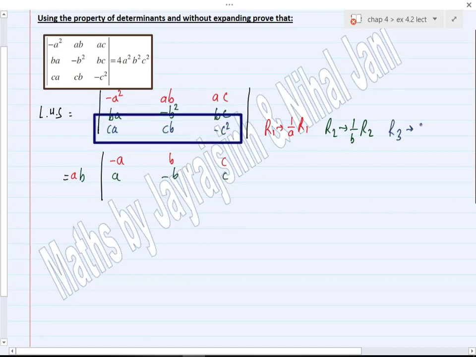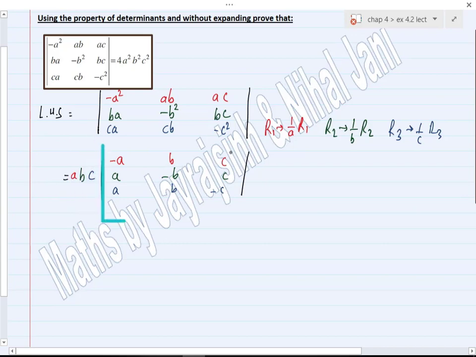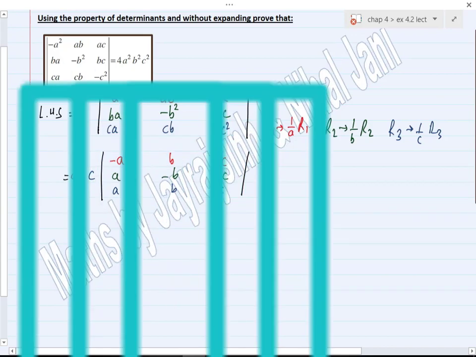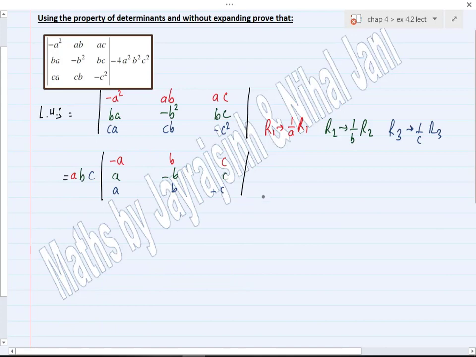And from the third row, you can take c common. Multiply c and the third row will be a, b and minus c. Right? We can take common abc from the first, second and third row. But another step is needed. Let's take R1 gives R1 plus R2. I am trying to get 0 at a11 and a22.